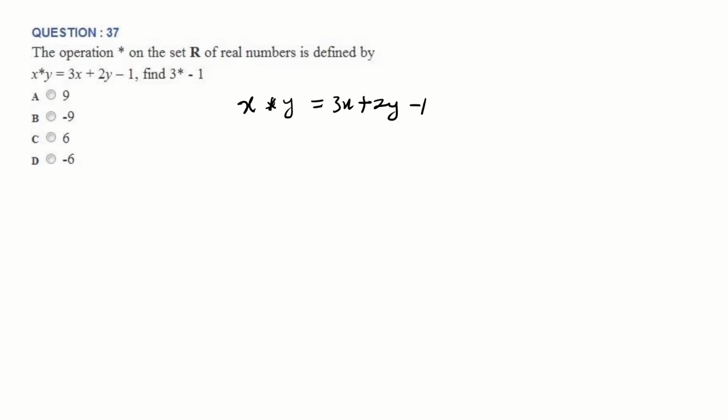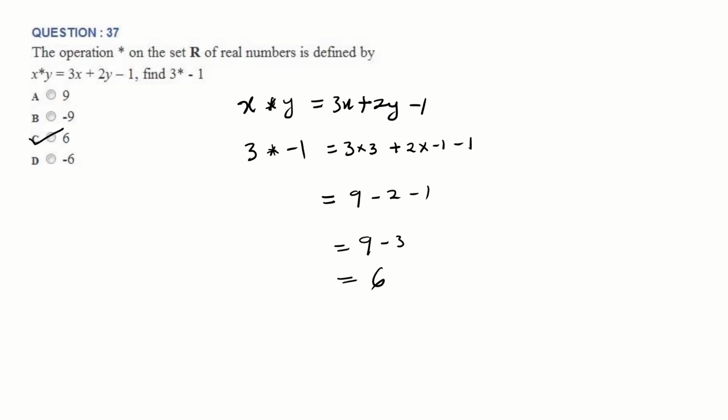So we simply reinterpret this question. We substitute x to be equal to 3 and y to be equal to minus 1. So now we are looking for 3 asterisk minus 1. So let 3 take the place of x and minus 1 take the place of y. So here we are going to have 3 multiplied by 3, so that is x now, plus 2 multiplied by minus 1. And it's going to be 9 minus 2 minus 1. And that is 9 minus 3. And the answer is 6. So we have option C as the answer.